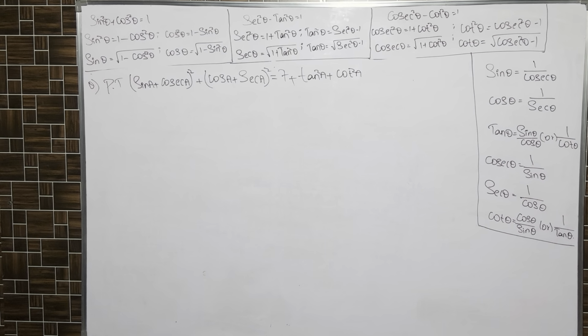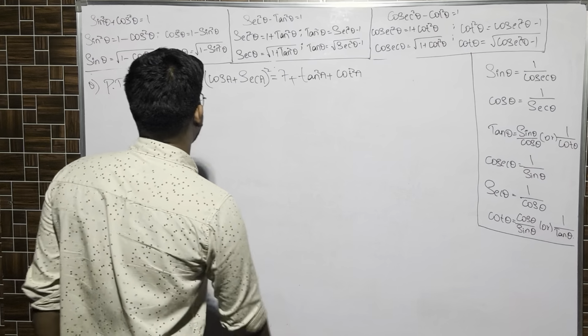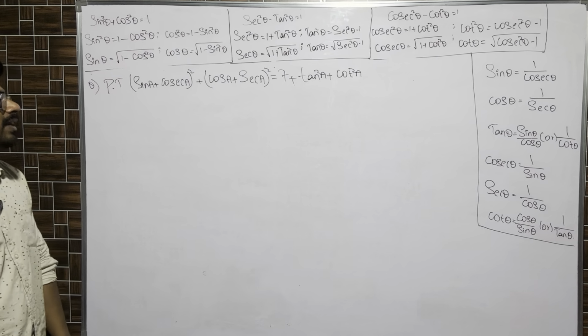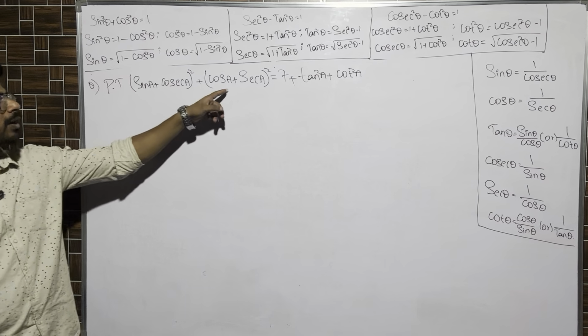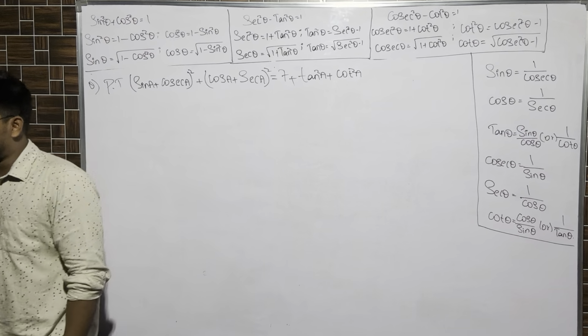Another important question from the series of questions in trigonometry. (sin A + cosecant A) whole square plus (cos A + secant A) whole square is equal to 7 plus tan square A plus cot square A. That is what we have to prove.